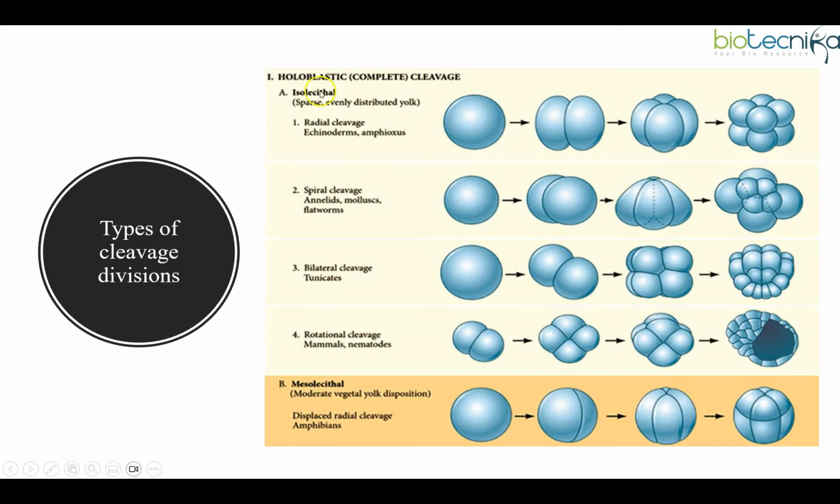For example, you have this cleavage division, one example from Gilbert book. Under isolecithal also you have different types of cleavage, and as you can see here some representative organisms, these are what are very important. That's why you must memorize this properly. You can get direct questions. Match the following questions are very common from this area.